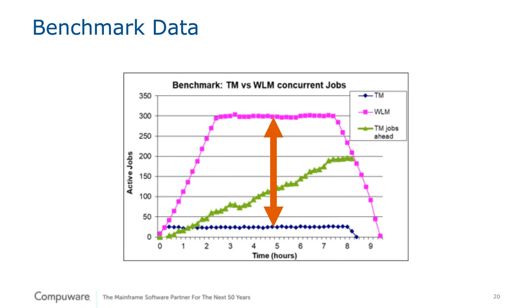The purple line, WLM, quickly ramped up to 300 initiators, clearly overwhelming our system with concurrent work. The blue line, Throughput Manager, used about 25 initiators instead. It is constantly aware of the load batch is putting on the system. The green line shows the number of jobs Throughput Manager completed ahead of WLM. So now the results. Throughput Manager finished about an hour ahead of WLM. Imagine the CPU wasted in system overhead during this over-initiation period.